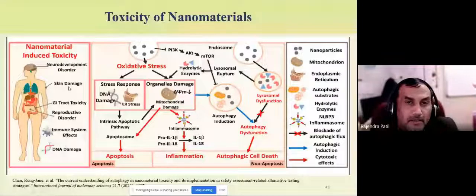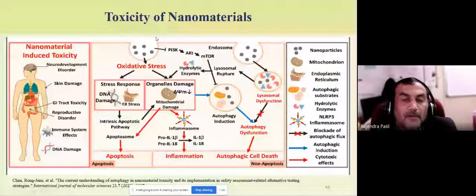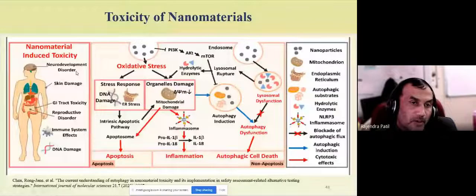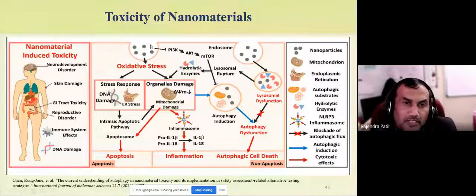What are the different ways in which the nanomaterial impart toxicity? As I said, it can develop into neurodevelopment disorders. It can damage the skin. It can disturb the gastrointestinal flora. It can create some reproductive disorders. It can impair the immune system. It can be genotoxic. It can damage the DNA. So once this nanomaterial enters through any of the pathways, endocytosis or the receptor mediated pathway, they tend to be taken up into the cell, like when any foreign material enters into the body, there is a lysosomal entity.